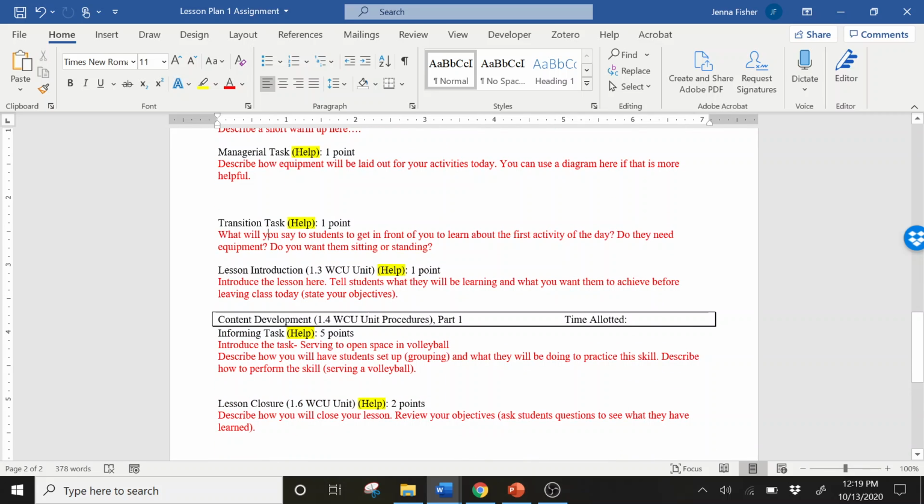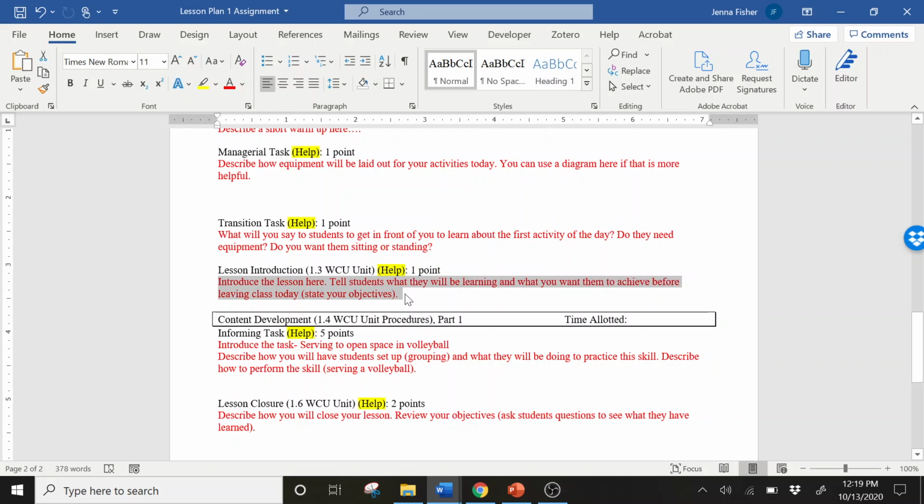Transition tasks. So what will you say to the students to get them in front of you to learn about the first activity, and do they need any equipment? If so, tell them how to get the equipment that they need. Do you need them sitting or standing? So talk to me about the transitions between the activities, if your equipment changes or if you need students to get equipment or put equipment away.